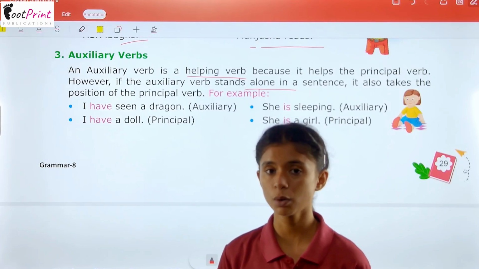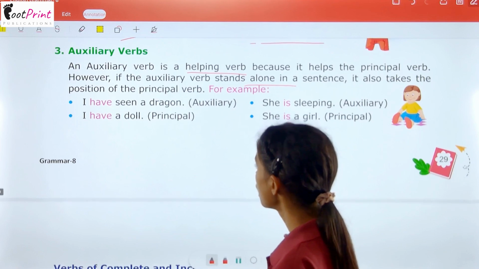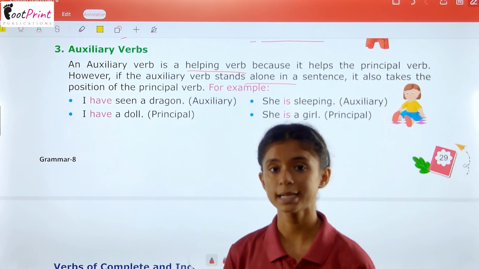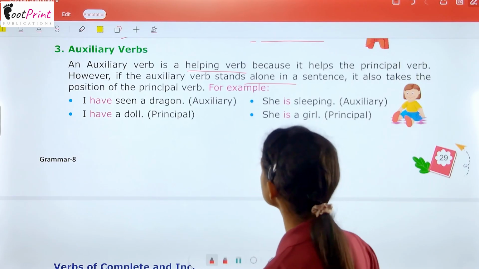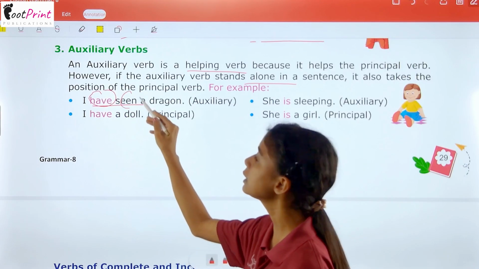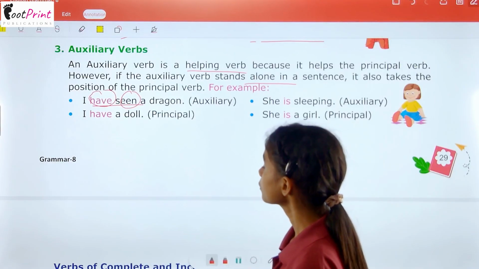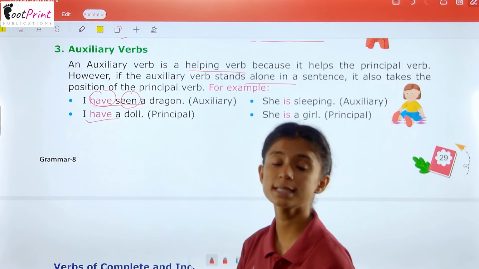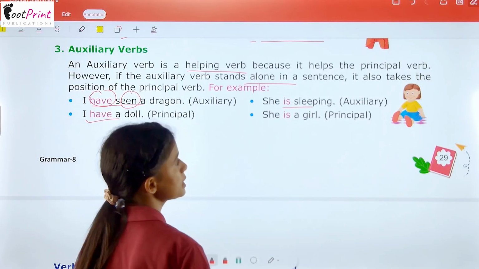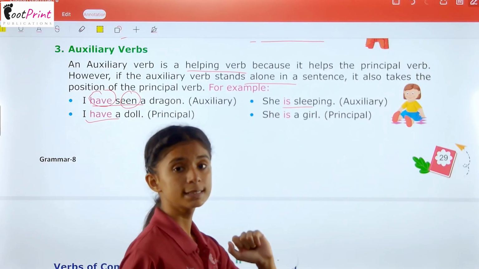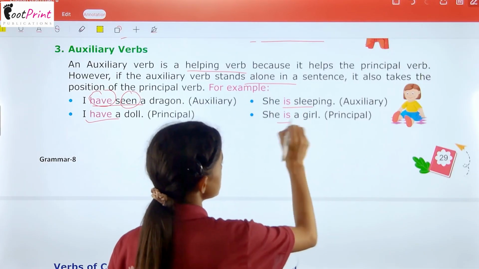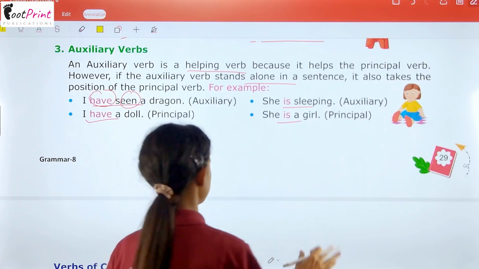We have learnt a lot about these in previous class. But sometimes we use it as the only verb in the sentence. So at that time, it is the principal verb of the sentence. For example, I have seen a dragon. So now this verb is helping this. I have a doll. So in this sentence, it is the principal verb as it does not have any other verb. She is sleeping. So here, it is an auxiliary verb, but in the next sentence, she is a girl, it becomes a principal verb.